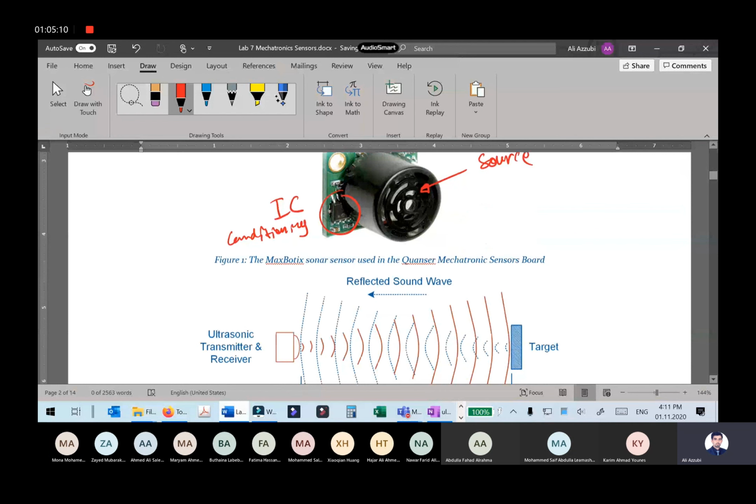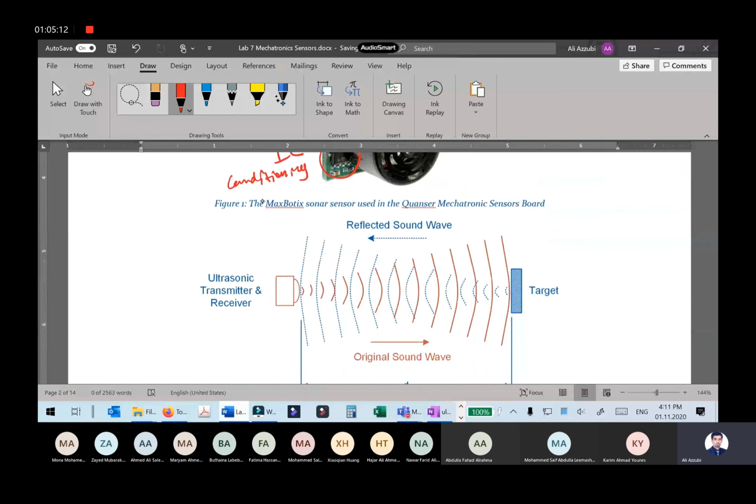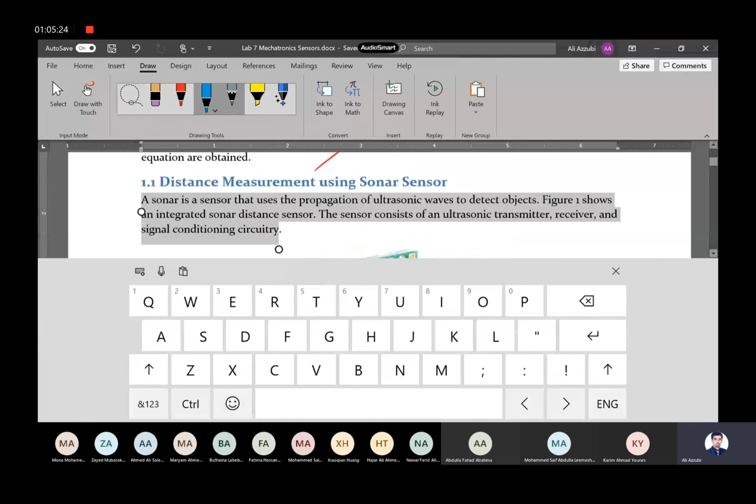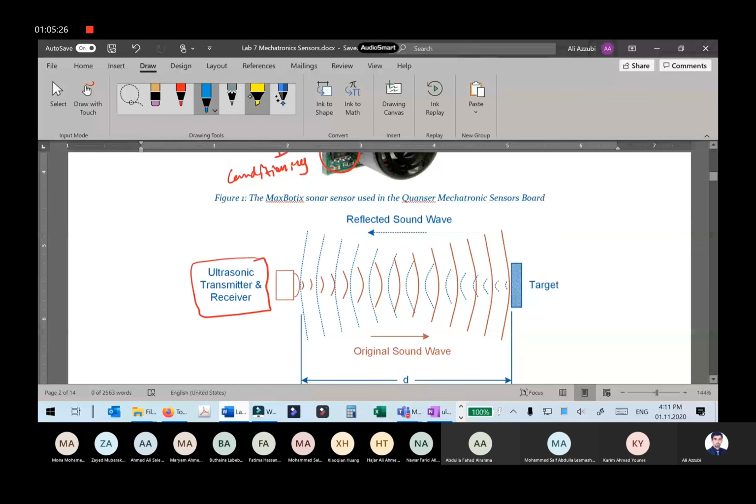Okay. The physical principle is very easy. Here you have the ultrasonic transmitter and receiver. The ultrasonic will generate an ultrasonic acoustic wave. Okay, what does ultrasonic acoustic mean? So these waves are ultrasonic. What does it mean, ultrasonic?